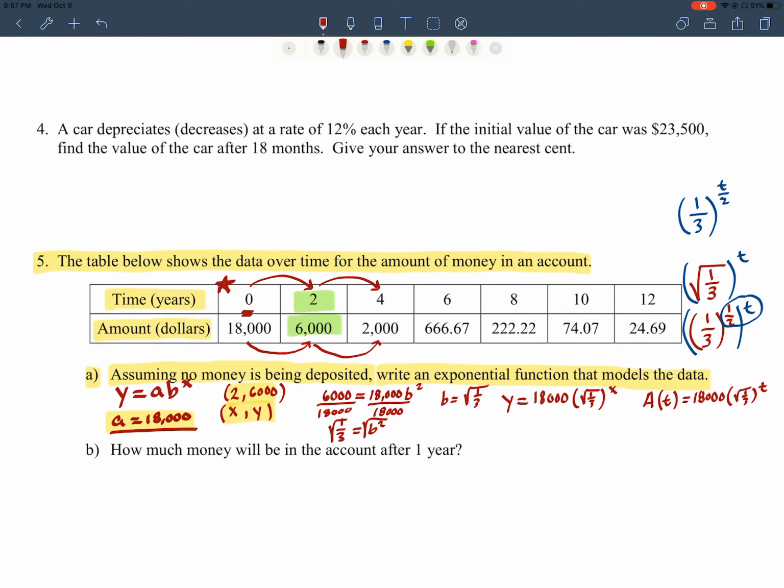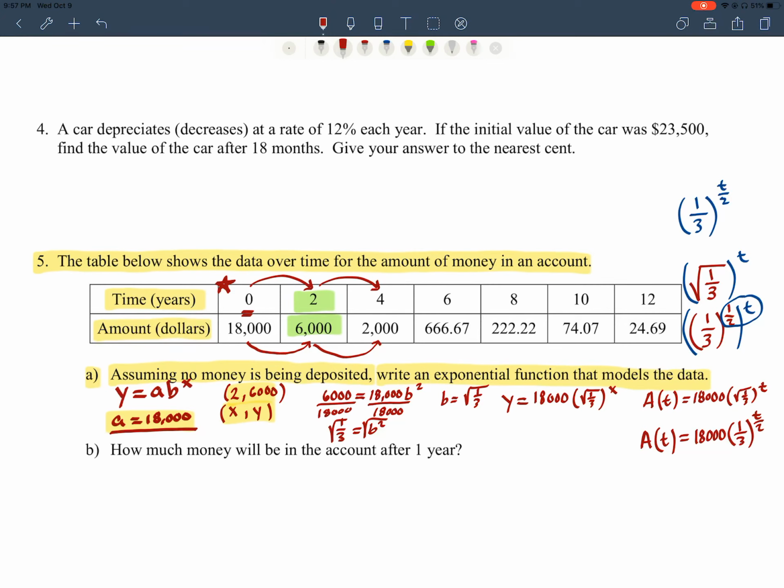That would say A of t is going to equal 18,000 times 1/3 raised to the power of t divided by 2. So those are equivalent functions. They mean the same thing, just one has a little bit cleaner looking multiplier than the other one.